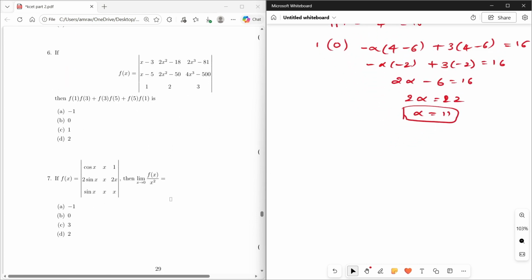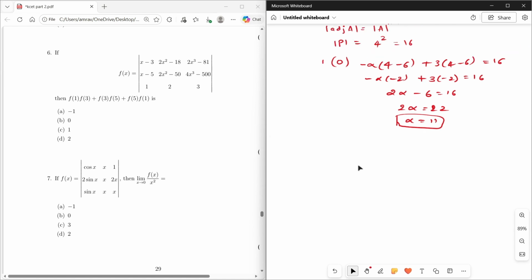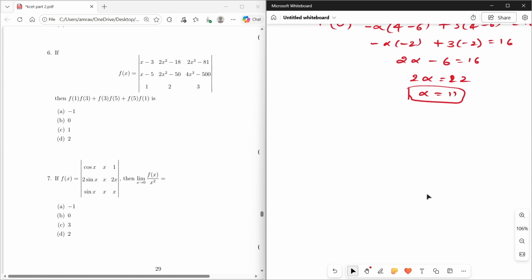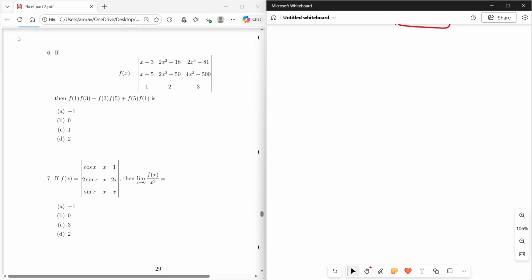They have told the determinant f of x is equal to determinant of this 3 cross 3 matrix, and they're asking you to find out the value of this expression. So here, how do you find out this? You have given f of 1 into f of 3. In the place of x, you'll replace 1 and find out the value of this determinant. And in the place of x, you'll replace 3 and find the value of determinant. Similarly, you'll find out the value of f of 5 by replacing x with 5.